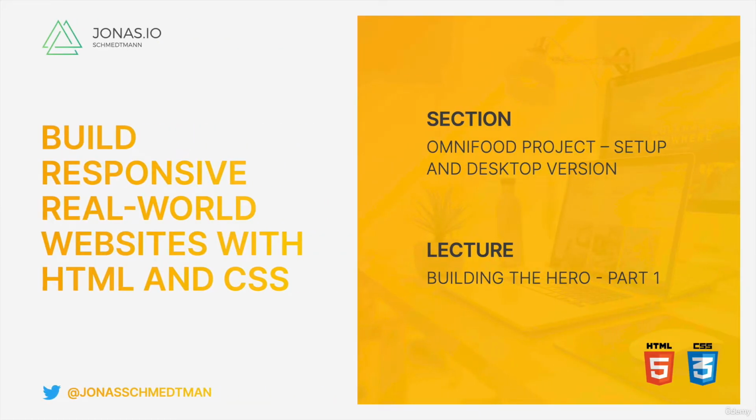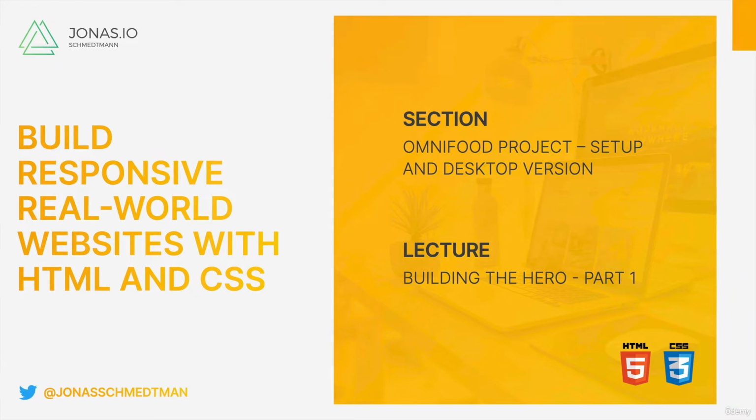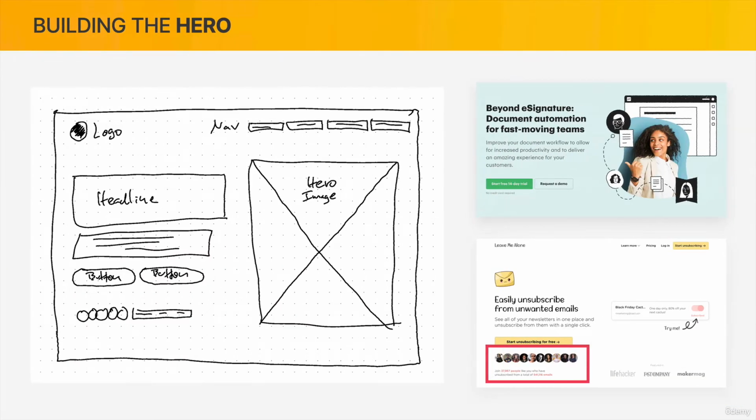Welcome back to the next lecture where we will now finally start building our OmniFood project. And we're going to start with the hero section. And for that, I already created this sketch here. So as I mentioned before, we will create this layout where we have the hero image on the right side and then the content such as the headline and some description on the left side. So exactly like these two examples that I have selected from our layout gallery lecture.